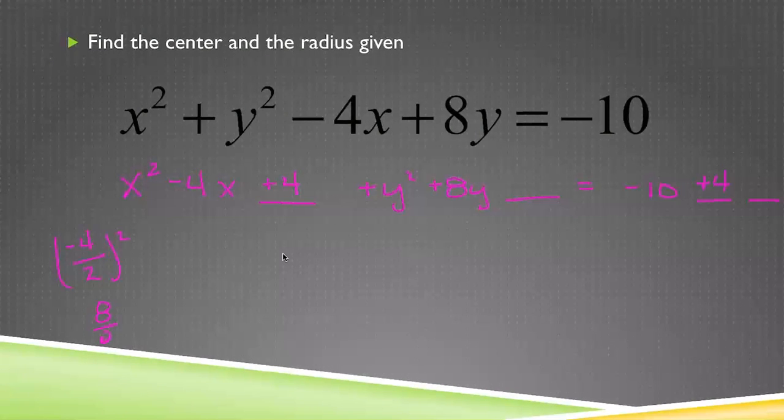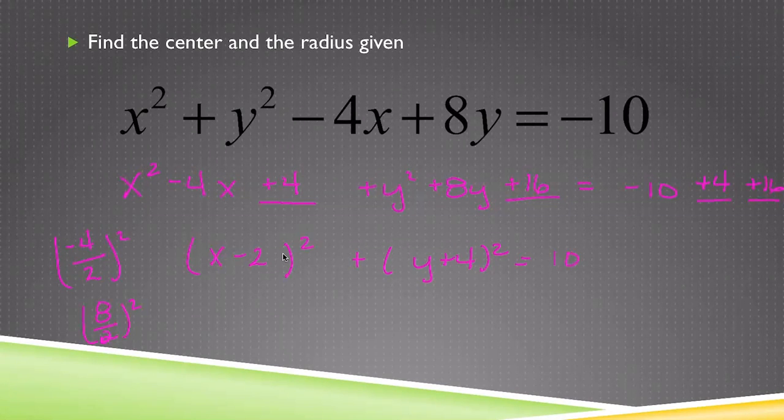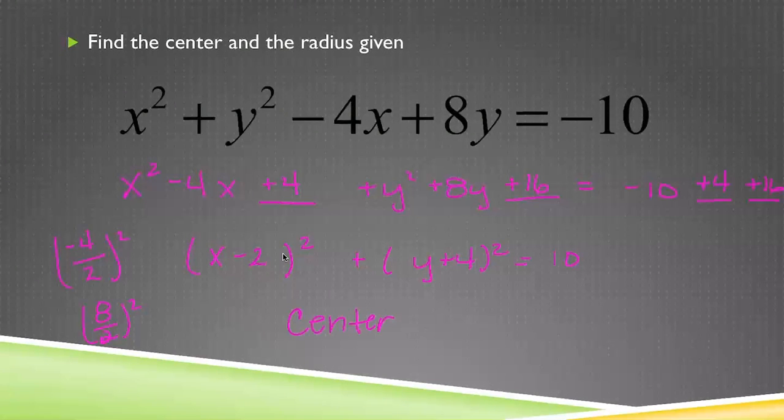So I'm going to take 8 divided by 2 and square it. So it'd be 4 squared, which is 16. Again, if I add 16 here, I must add 16 to the other side. This allows you to factor this and put it in that perfect square notation. So we would have x minus 2 quantity squared plus y plus 4 quantity squared. If I combine these here, we'd have 20 minus 10, which is 10. So then we would have a center of 2, -4, and a radius of the square root of 10.